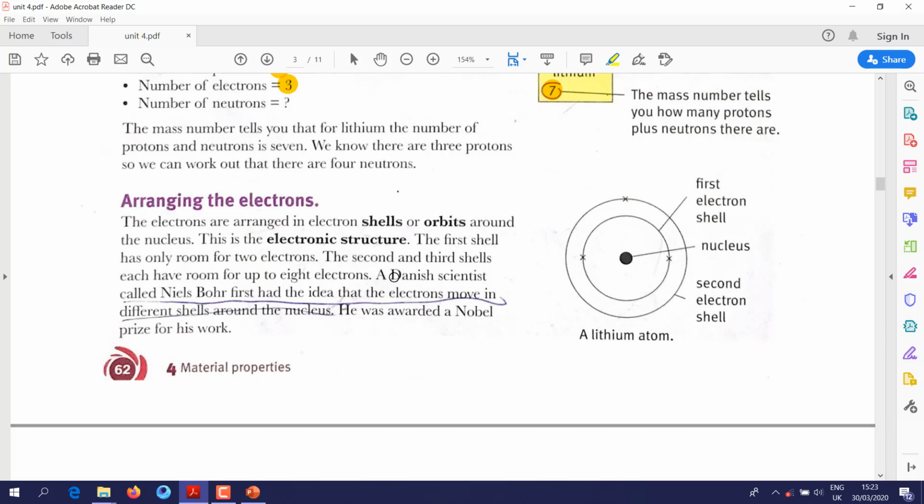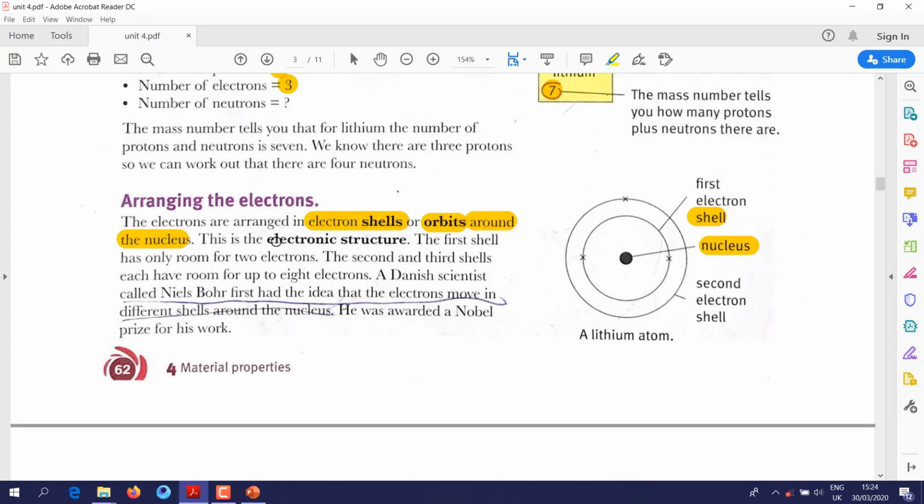Arranging the electrons. How the electrons are arranged in the atom. If we study the structure of the atom, we will see it consists of a nucleus in the middle, and around the nucleus we have these circles, or we call them shells. Sometimes they call them orbits. The electrons are arranged in the electron shells or orbits around the nucleus.